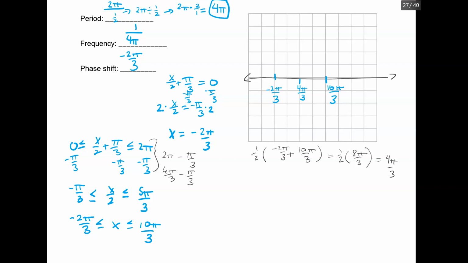All right, I need to find halfway. So I want to label this line. It's halfway between negative 2 pi over 3 and 4 pi over 3. It's just halfway between my midpoint and my beginning. So negative 2 plus 4 is 2. Half of 2 pi over 3 is just going to be pi over 3. Maybe we see the pattern. It's counting by pi.